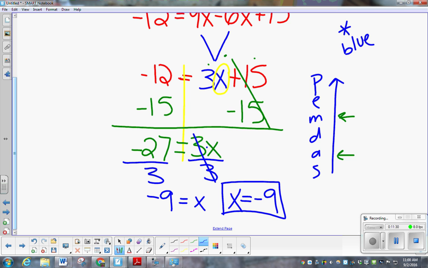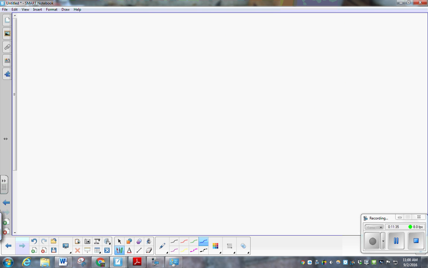I'm going to give you one to try. You're going to have to simplify by combining like terms first. So go ahead and try negative 2x minus 10x plus 12 equals 18. Try that one on your own and see what you get. All right, I have one more example and then one for you to do.